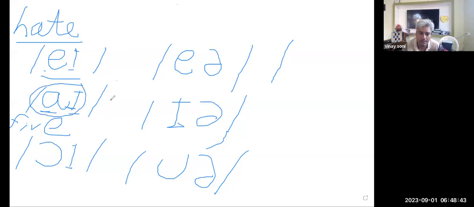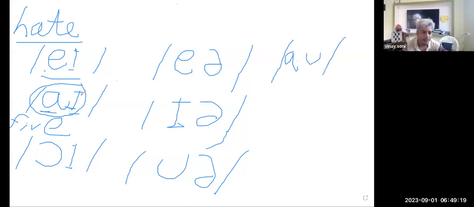So there are a total of 7 diphthongs, of which I have written 6, and the 7th one I am unable to recall. Give me a second. I'll just Google and write the 7th one. The 7th one is the most interesting one.